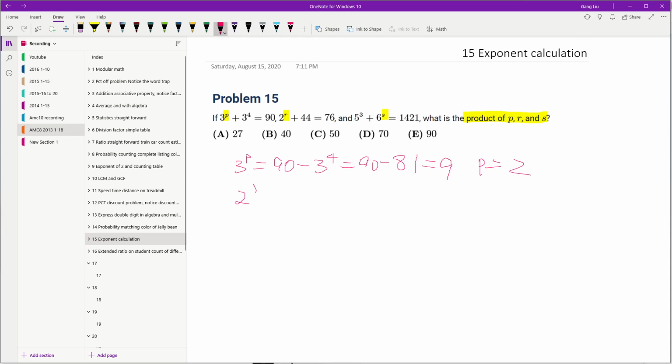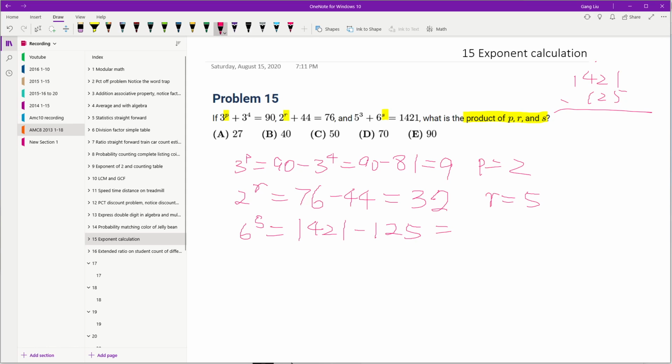And 2 to the R is equal to 76 minus 44. That's equal to 32, and R is going to be 5. And 6 to the S is going to be equal to 1421 minus 125, and equal to 1421 minus 125, and this is going to be 1296.